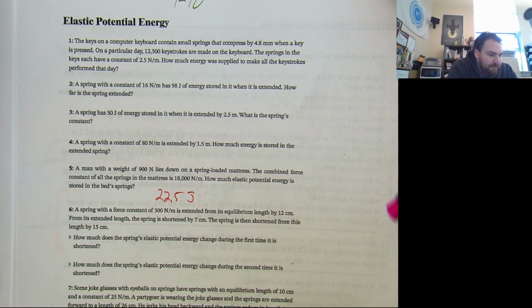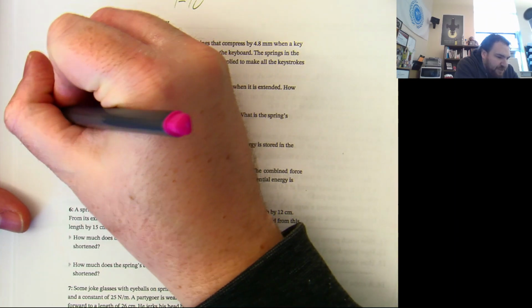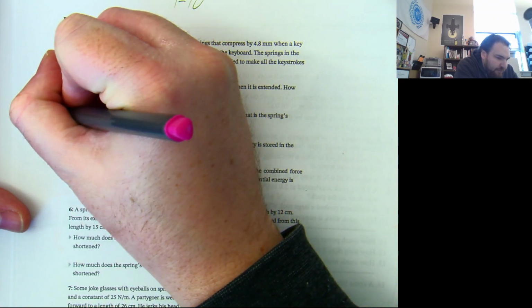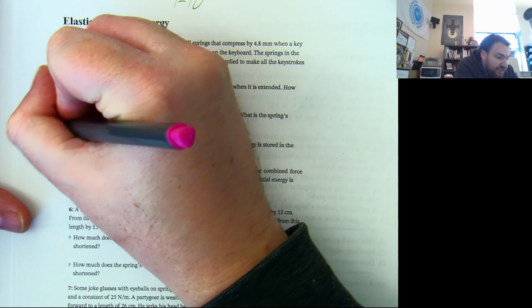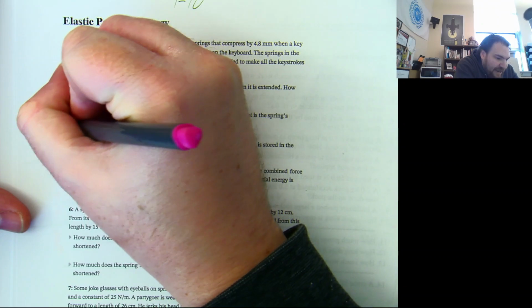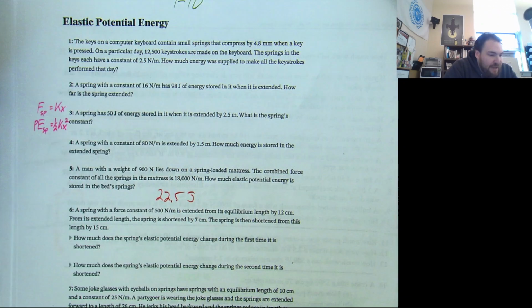Don't confuse them. The force for a spring, F spring, is equal to Kx, and potential energy spring is equal to 1/2 Kx squared. Depending on the language of the problem, you will use one or the other, and sometimes both. Don't confuse the two. Forces are not energy. Energy is not a force. So depending on the language of the problem, it'll outline how you are to solve it.